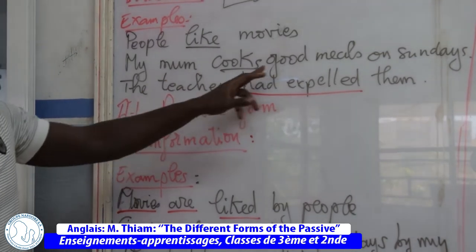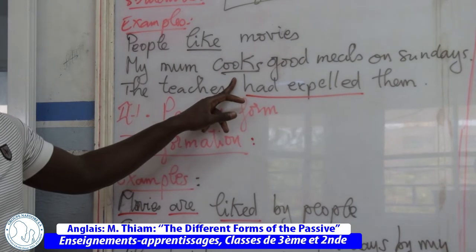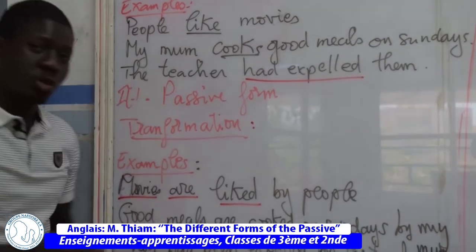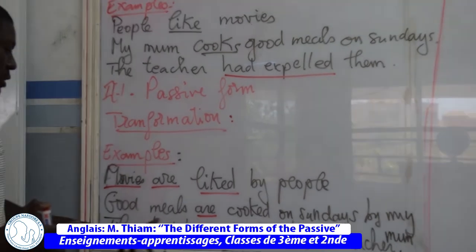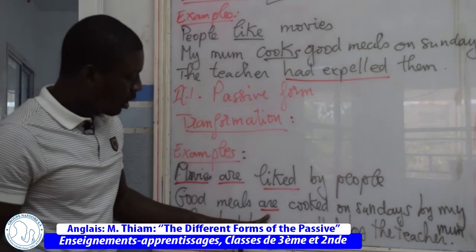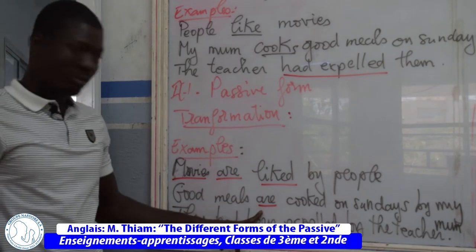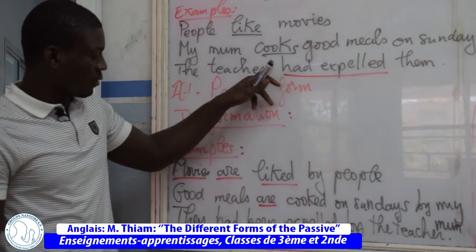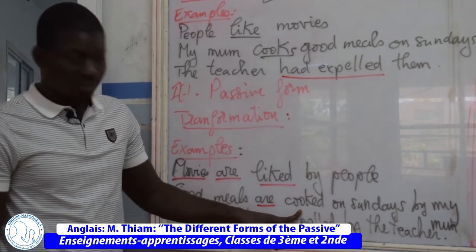My mom cooks good meals on Sundays. Cooks was the verb in the initial sentence, and here we use are. Remember, I told you a while ago that we will always use the auxiliary to be, and good meals is plural. Okay, good meals is plural, so to be in the simple present with the third person plural will become are. We will have are. Now, cook. The past participle of the verb to cook is cooked, ed, because it's a regular verb.